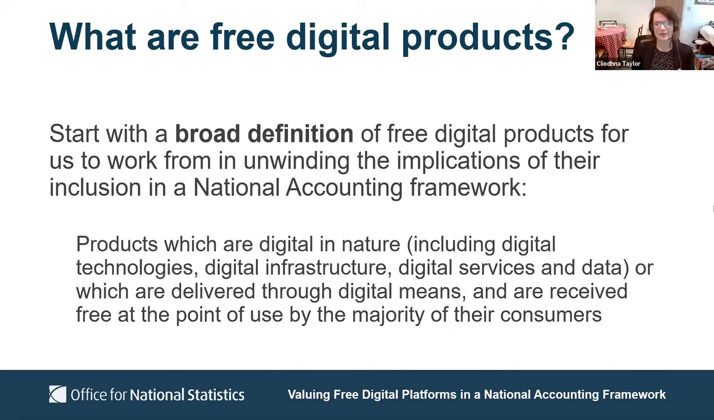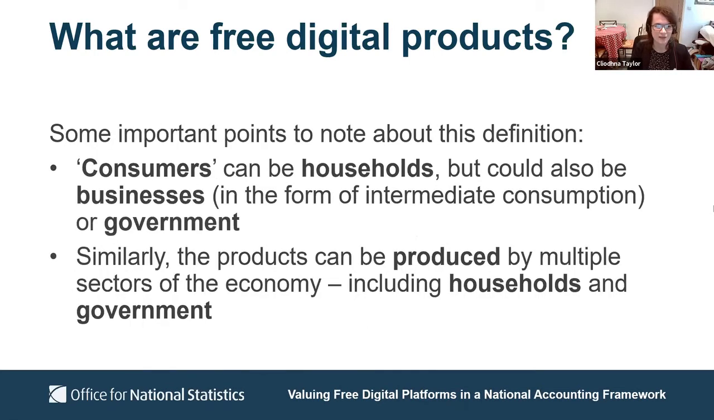And then finally, the point about them being free, we're just going to then take that concept and we're going to focus on those digital products which are received free at the point of use by the majority of their consumers. And we'll unpick this and follow the sorts of avenues down which it can lead. But one important thing to note about the fact that we are taking this broad concept is we are going to consider the possibilities, for example, of the fact that consumers can, yes, be households as they're typically considered, but they could also be businesses in the form of intermediate consumption, for example, or they could be government. And similarly, we'll also consider the possibility that the products could be produced by multiple sectors of the economy, including household production and government consumption of free digital products.